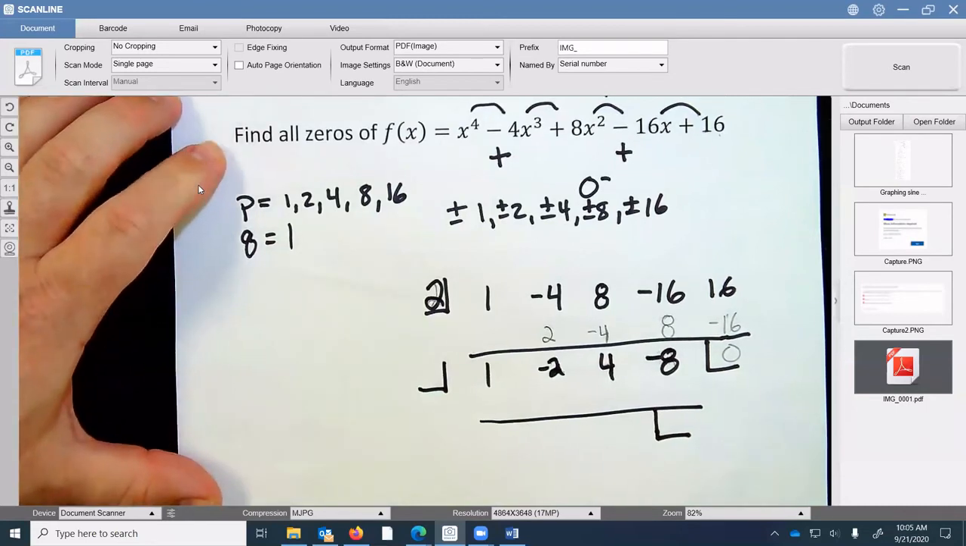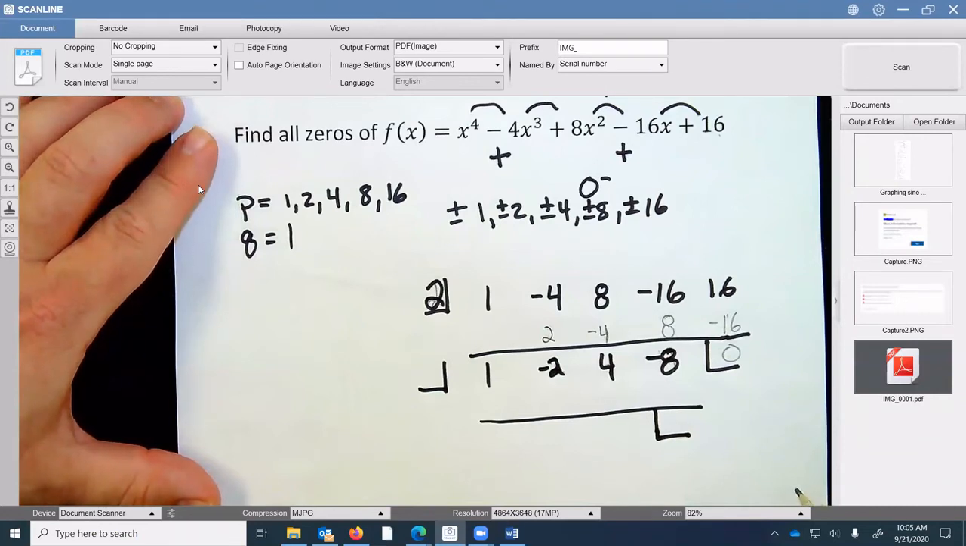What number would you like to try next? Sure. 1, 4, 2, 8, 12, 48. No, that doesn't work.